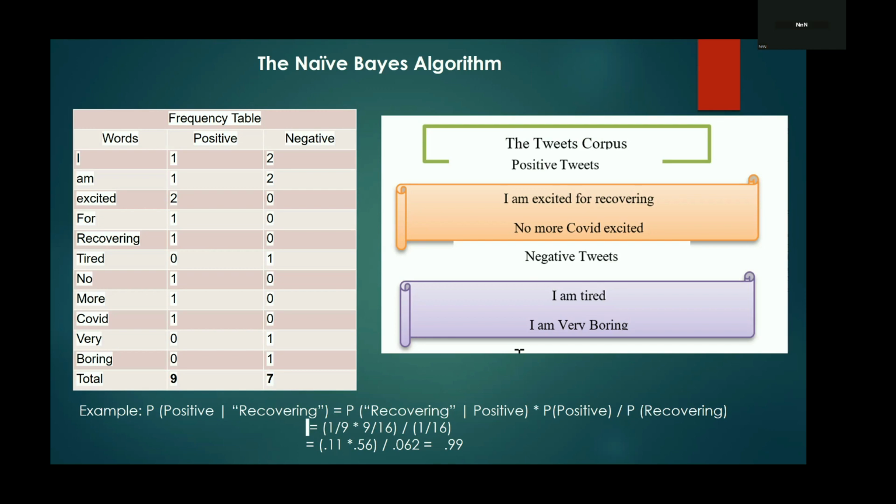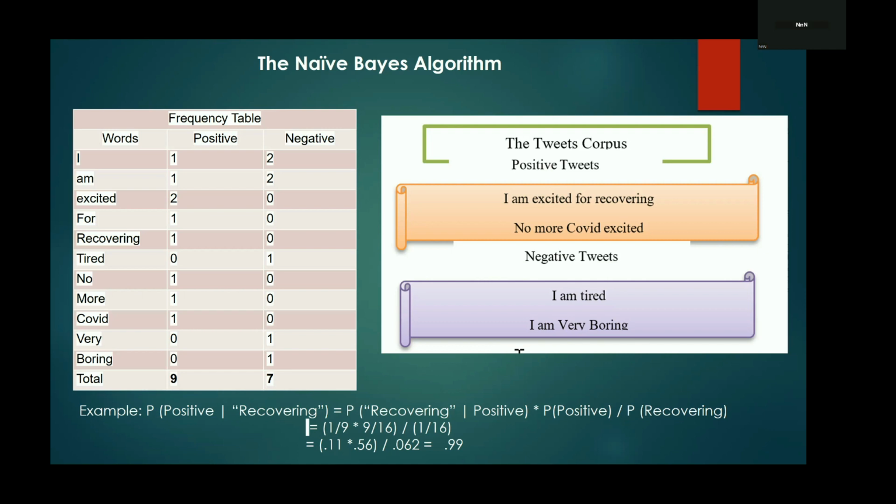So how can we calculate it in the naive-Bayes algorithm? Based on the labeling in the corpus, we can calculate how many words are labeled positive and how many are labeled negative. Then we can calculate the probability that "recovering", for example, is 1 out of 9 positive words. Again, we take how many positive words there are out of the whole corpus, and we multiply them together. Then we get the probability that "recovering" is a positive word.